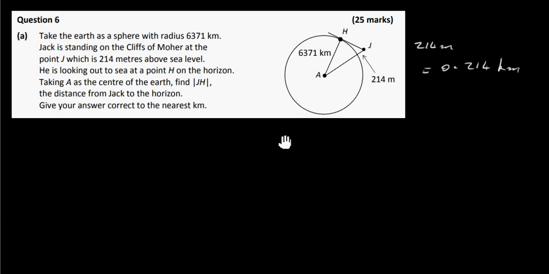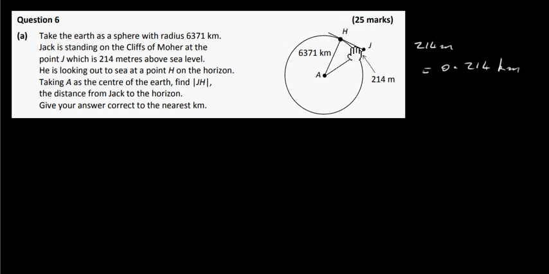Jack is standing on the Cliffs of Moher at a point J, which is 214 meters above sea level. So this little distance here is 214 meters. I've converted that to kilometers, and I'm just going to leave everything in kilometers. So the distance from here to here is 0.214 kilometers. He's looking out to sea at a point H. So here's our point H. Take A as the center of the Earth. Find JH, the distance from here to here. Give your answer correct to the nearest kilometer.